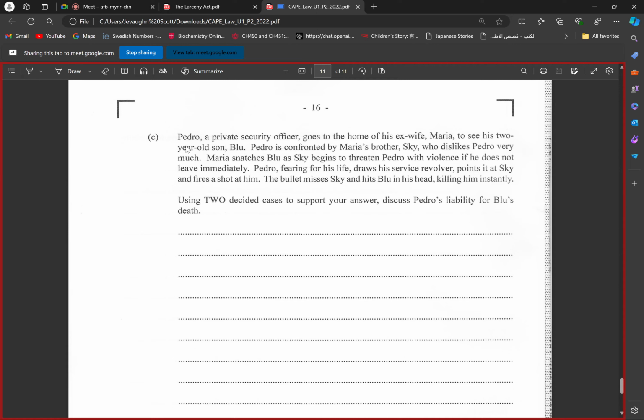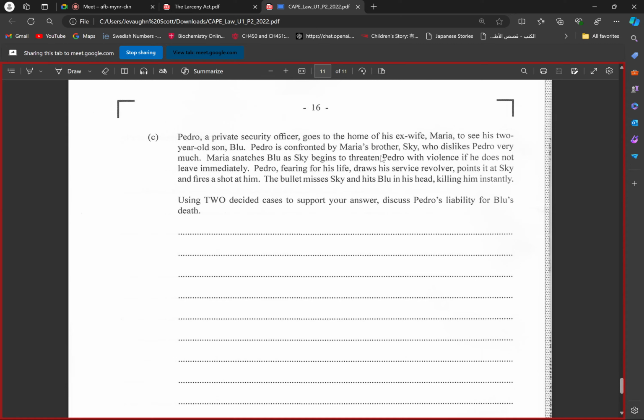So we're seeing here that Pedro went to visit his son Blue, right? And he was confronted by Maria's brother. Maria's his ex-wife, right? Maria's brother Sky. And Sky immediately starts to threaten Pedro. So that is assault, right? That's the first count, assault.